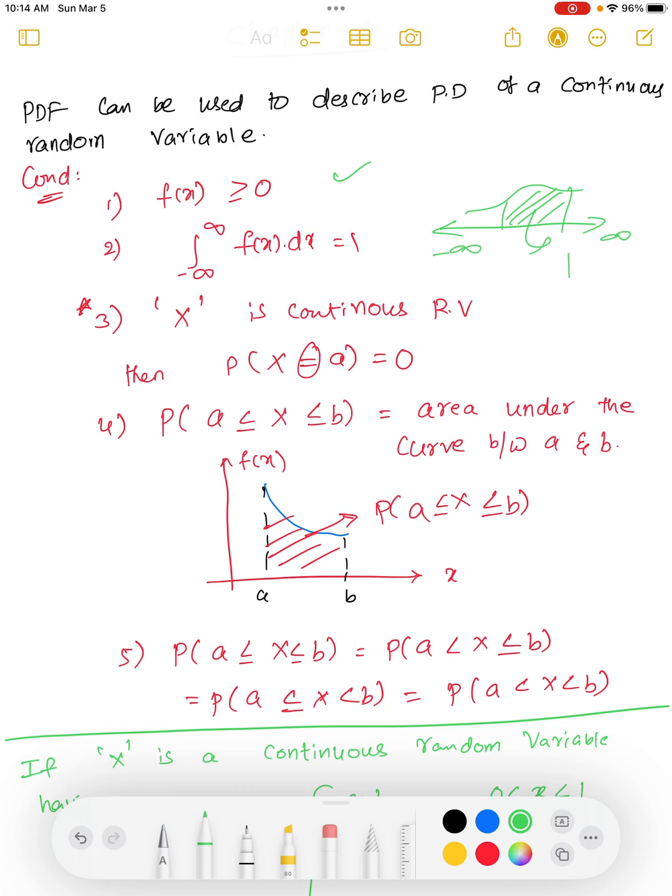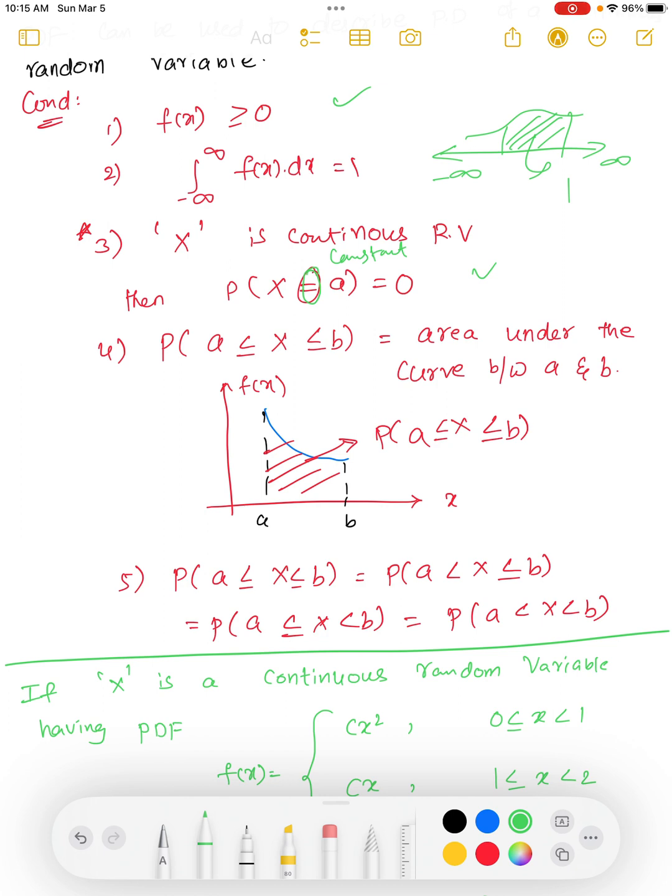This is important: if x is a continuous random variable and we want p of x equals a, where a is a constant, then the probability of a continuous random variable equaling a value is always 0. Next, what is p of a to b, where x is a continuous random variable? We will calculate probabilities on the y-axis with respect to the random variable on the x-axis between a and b.